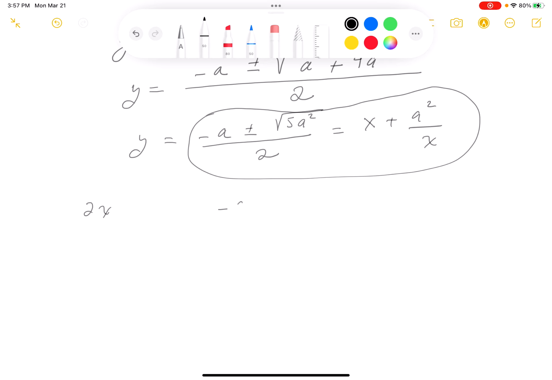You can get minus a plus or minus 5a squared. All right, let's keep going here. The 2 cancels off, and you get an x there. Then you get 2x squared. And then you're going to get what? Plus, multiplied by 2x, right? 2a squared.